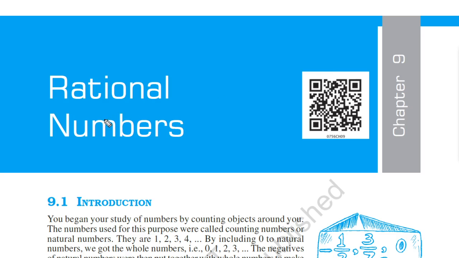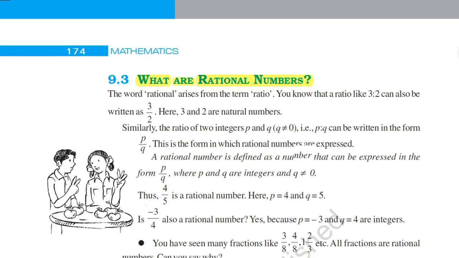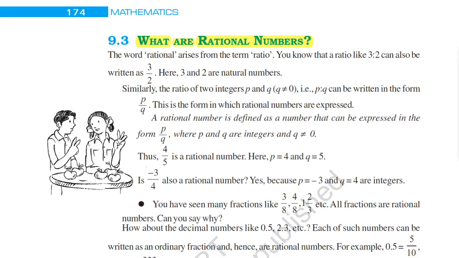So today we are going to discuss rational numbers. First of all, we are going to discuss what rational numbers are. The word rational arises from the term ratio, and you know what a ratio is. In the previous class we had discussed ratio.